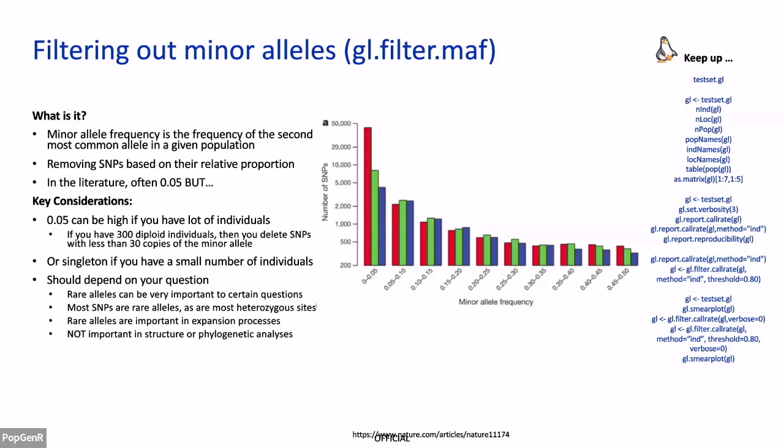So how does this relate to sample size of your population? It is 0.05 as a proportion. So if you had 300 diploid individuals, you would have 600 copies of the allele in your 300 individuals, and 0.05 is 30 copies.